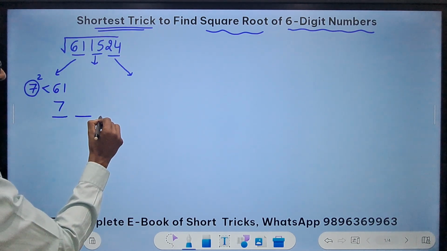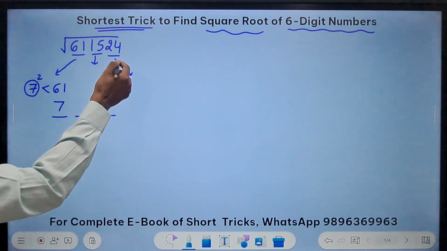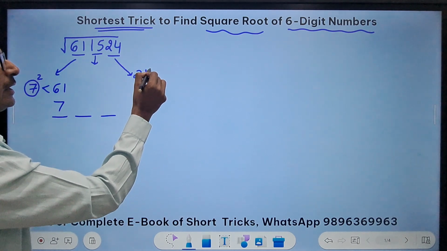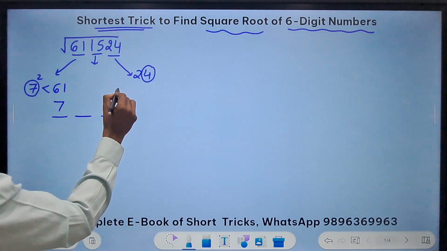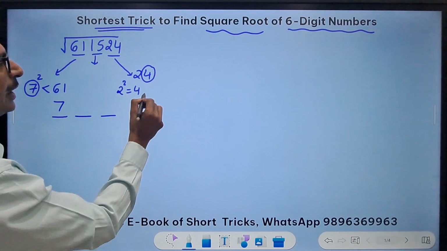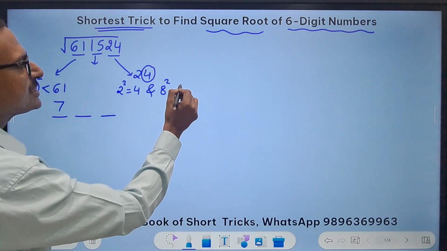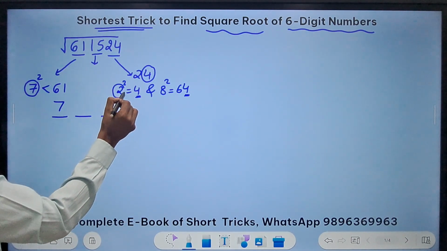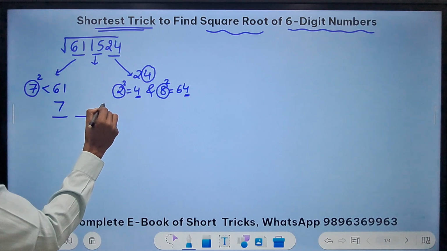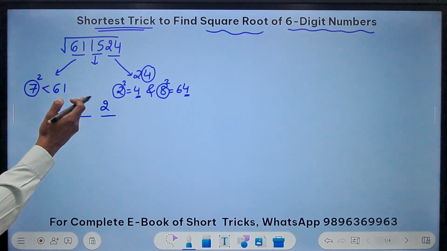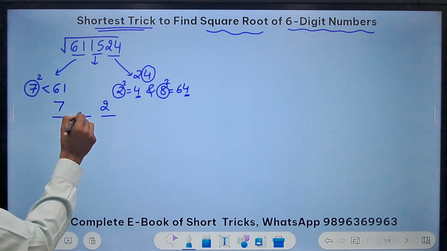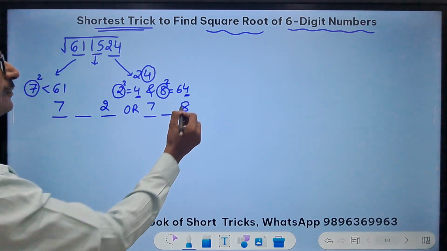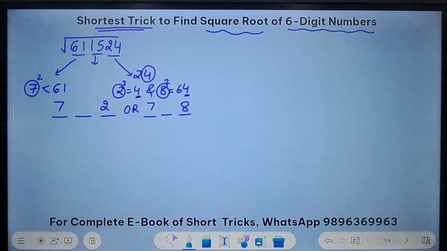Now I need the middle digit and the last digit. I'll come to the last digit first. If you see this 24, the number ends in 4. 2 square ends in 4, and 8 square, which is 64, also ends in 4. So either of this 2 or 8 can occupy the ones place of my answer. Either your answer will be 7 something 2, or your answer will be 7 something 8. So we have 2 possibilities for the last digit.